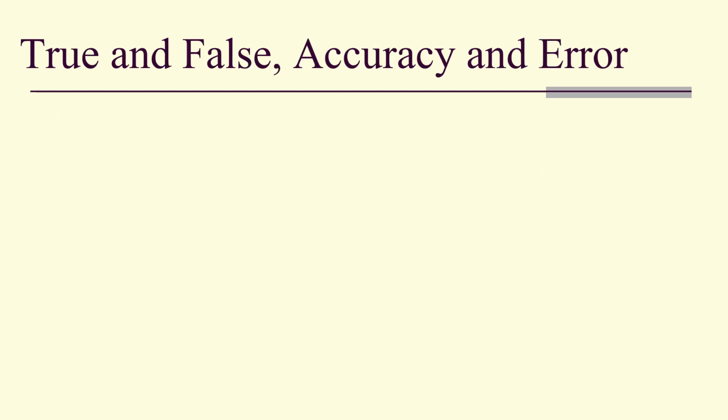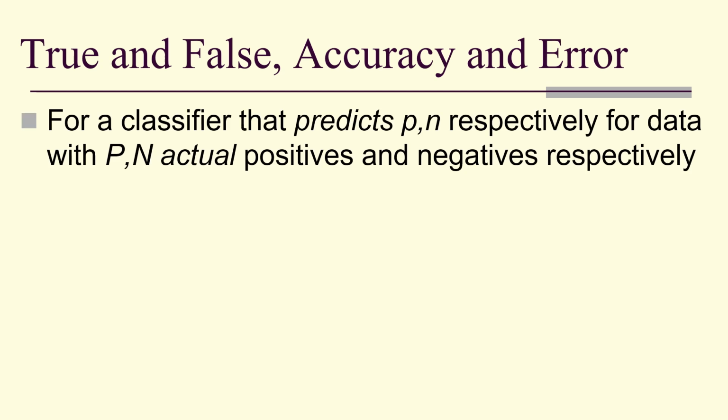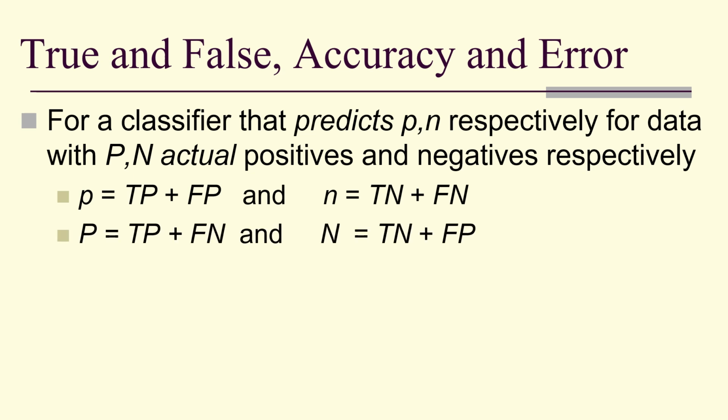So let's look at accuracy and error in terms of these true and false. For a classifier that predicts little p, n respectively for data with capital P, capital N actual positives and negatives respectively, little p is the true positives plus the false positives, and little n is the true negatives plus the false negatives. But capital P is the true positives plus the false negatives, and capital N is the true negatives plus the false positives.